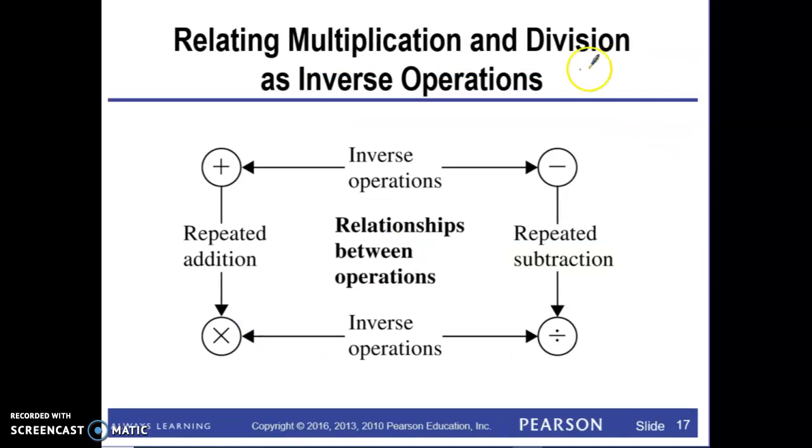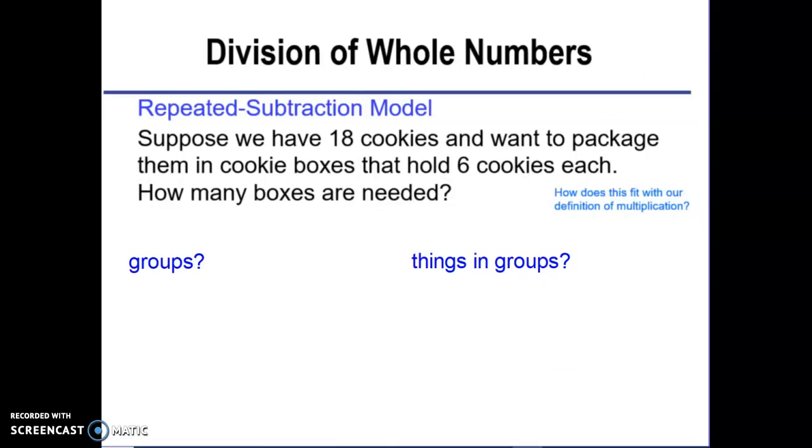Okay, let's talk about inverses just a second. We know that addition and subtraction are inverses of each other. We know that multiplication and division are inverses of each other. So if multiplication can be illustrated by repeated addition, it would make sense that division could be illustrated by repeated subtraction. And that is the opposite sort of word problem.